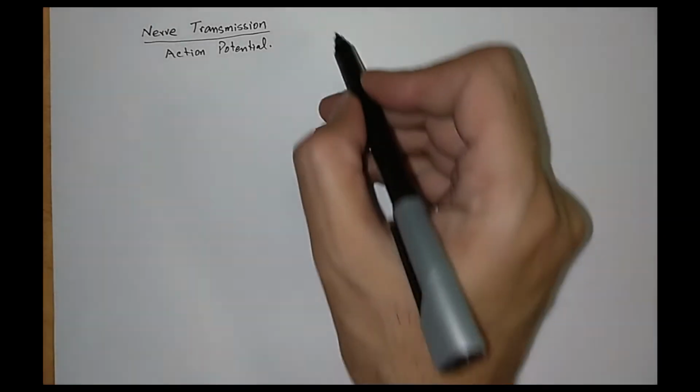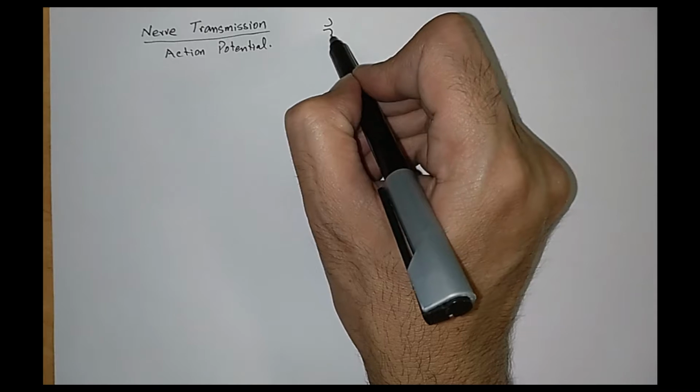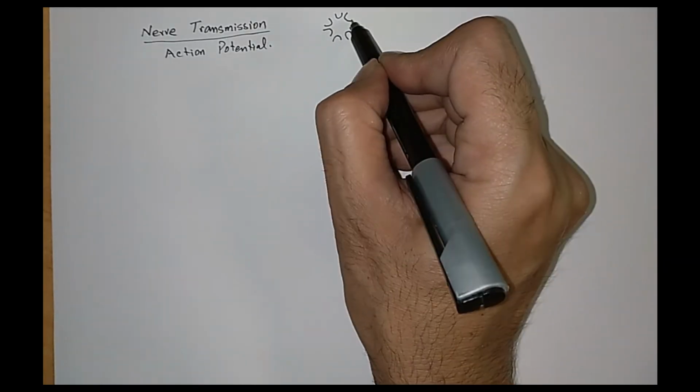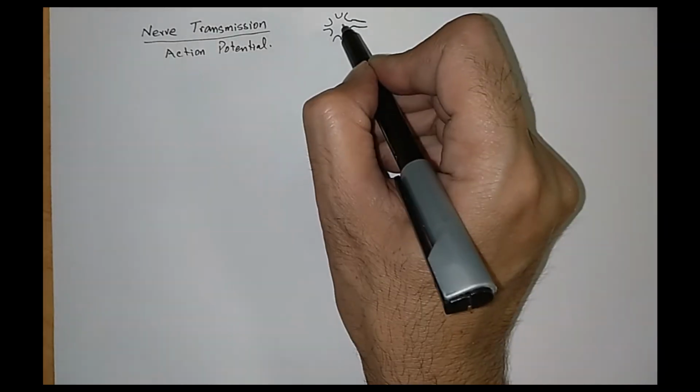Alright, students, in this video we are going to talk about the action potential and its transmission from one part of the neuron to another part. For that, I would like to draw the neuron first, a general structure of the neuron. So this is the cell body of the neuron, and that is the axon hillock.